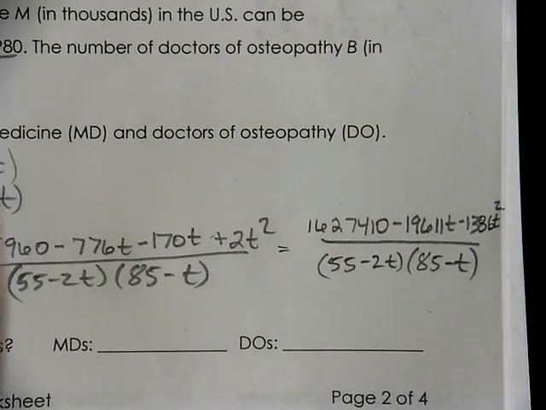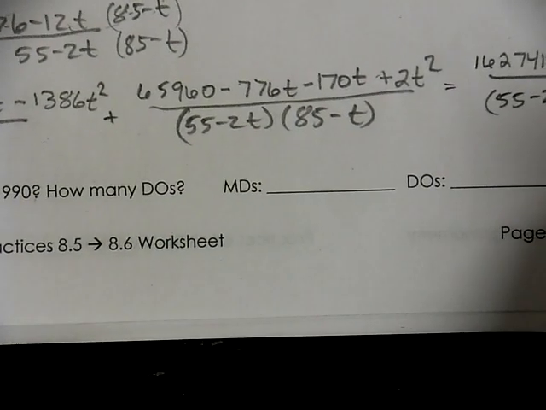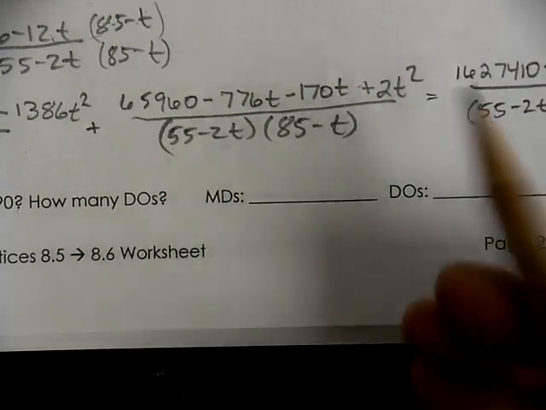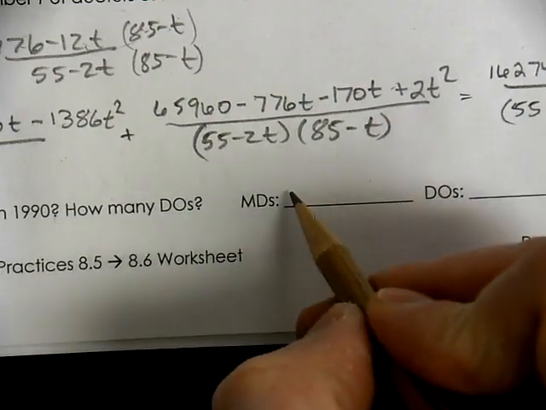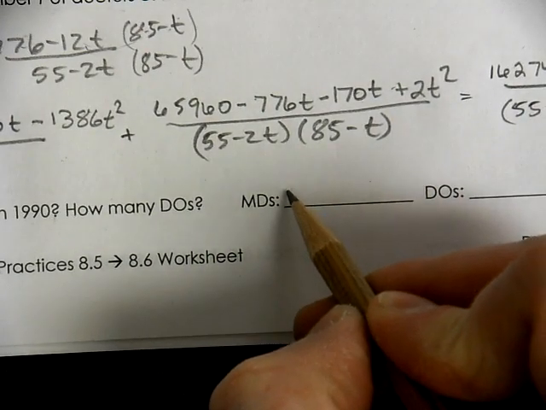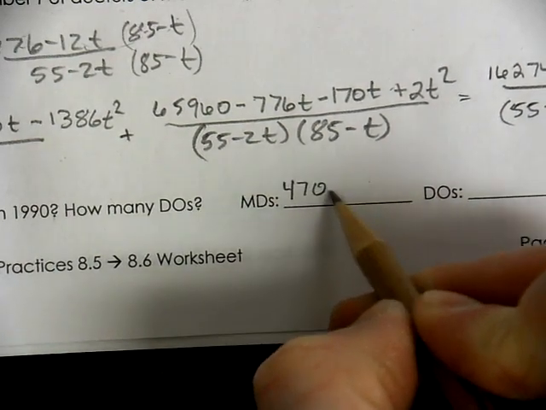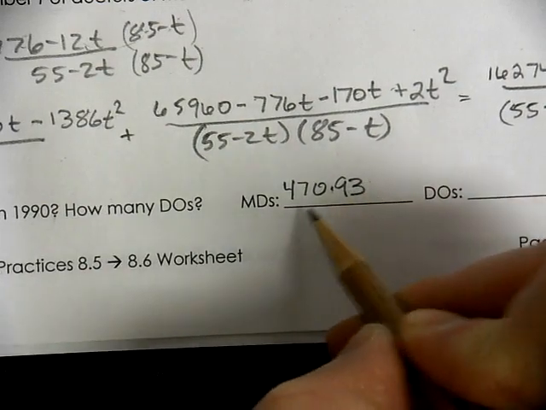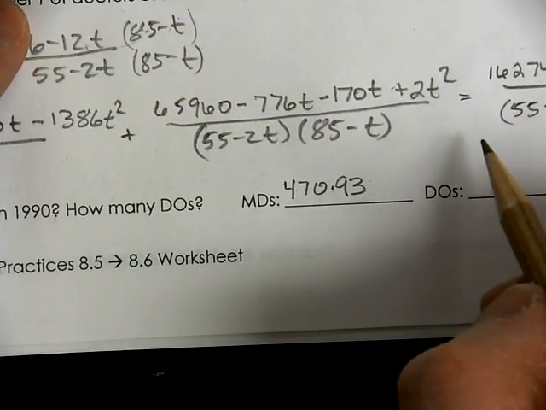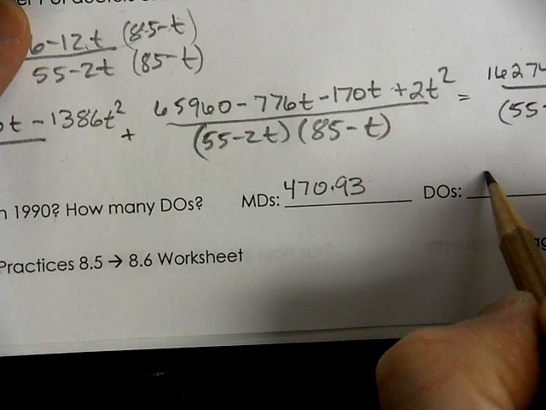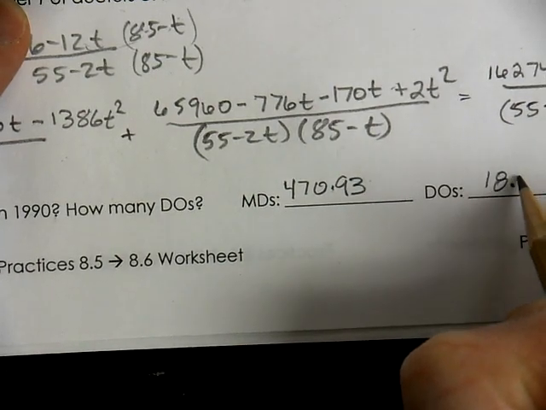Now, if our equations were from 1980, and they want to know the number of doctors in 1990, then we need to substitute 10 into each of these problems. When you substitute 10 into our MDs, we're going to get 47093. Those are our MDs. And when you substitute 10 into the DO equation, we're going to get 18.74.